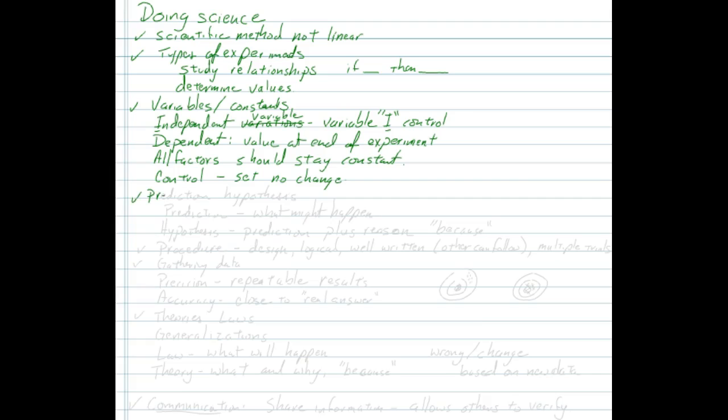Prediction and hypothesis. A prediction is a guess or estimation of what might happen. It's just a straight prediction. The water will boil at 105 degrees or something like that.